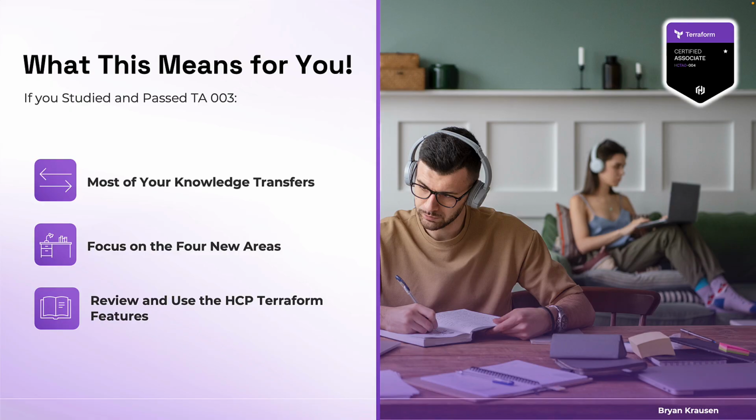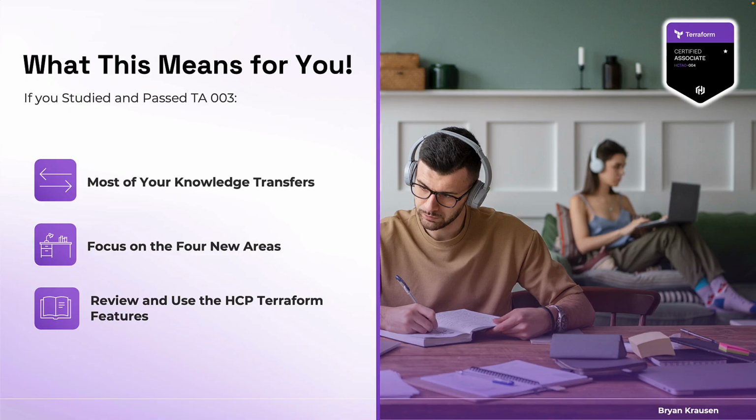Well, it really depends on where you're starting from. If you studied for and passed the Terraform Associate 003, there's some good news. Most of that knowledge is going to transfer into the 004 exam. Now, that 70% overlap that I talked about is pretty real. So you already have a solid foundation. What you really need to do is focus on these 4 new areas that we just covered: the explicit dependencies and lifecycle rules, custom validation conditions, ephemeral values and write-only arguments, and of course that expanded HCP coverage that I mentioned in the previous slide.